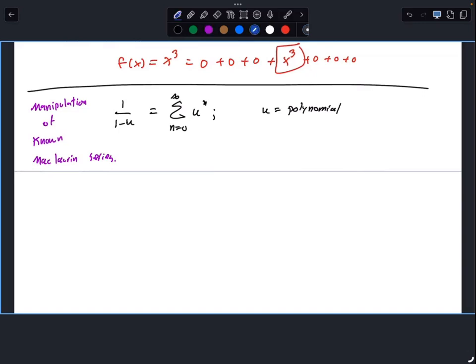But let's do an example. Let's look at f of x equals 1 over 1 plus x squared. And we want to, one, find the first 4 non-zero terms. So this is a little bit tougher than that one, right? And two, we want to find the general series.